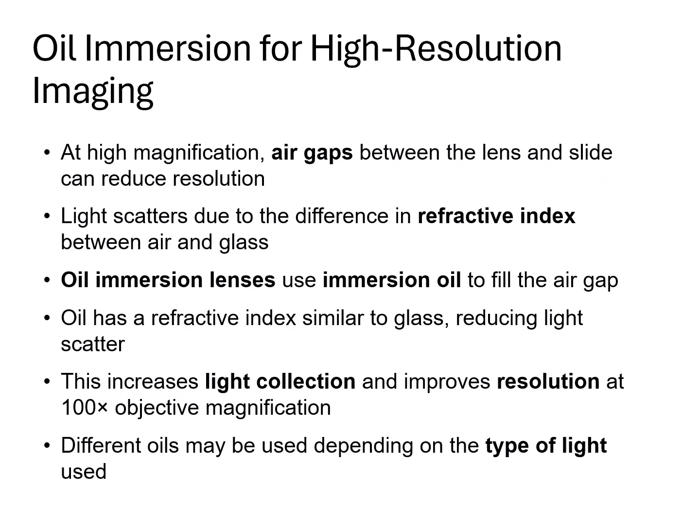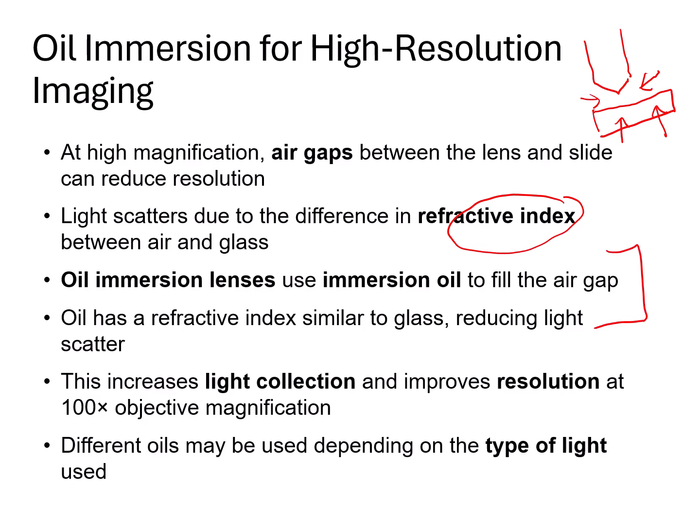As we get to greater and greater magnifications, imagine you have your 100 times objective lens and your slide here. Air gaps between the lens and the slide can cause blurriness. It can change resolution, really worsen it. And that's because of the refractive index difference between the air and the glass slide. So what we usually do is use our oil immersion lenses, which are, in our case, the 100 times objective lens. And we're going to use immersion oil here to fill the gap. So there is going to be no air space as you view the specimen.